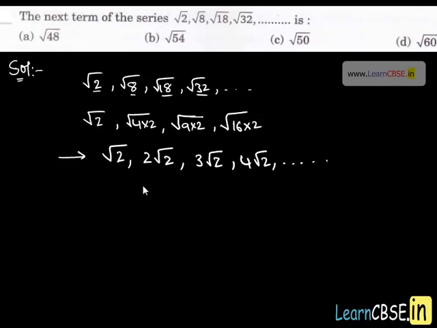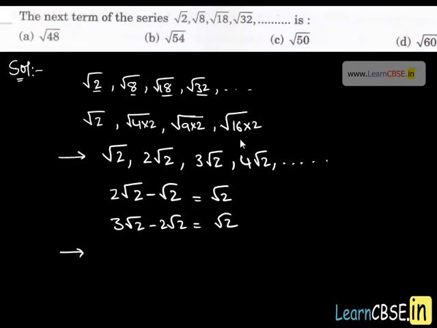Clearly the difference between a term and its preceding term is root 2. Here we take 2 root 2 minus its preceding term is root 2. Similarly 3 root 2 minus 2 root 2 is root 2. So we can say the given series is in AP with the first term root 2 and common difference equal to root 2. We get the next term of the series by adding the common difference to its preceding term.